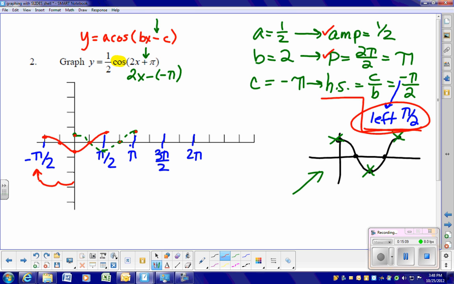Okay, if I needed to do another cycle, we shortcut. This is a very shallow curve. It's not oscillating very high or low, and it has a smaller period, a period of just pi. Let's look at another one.